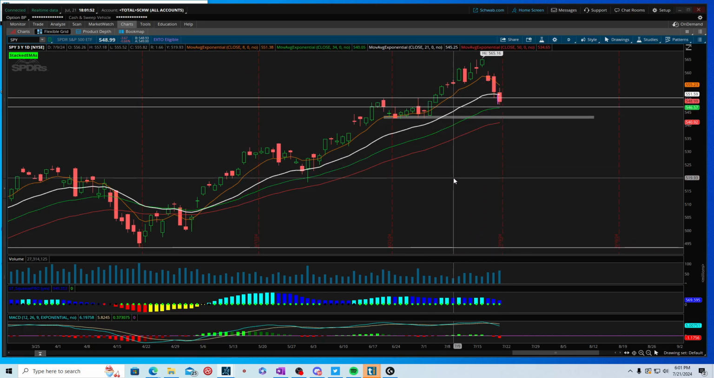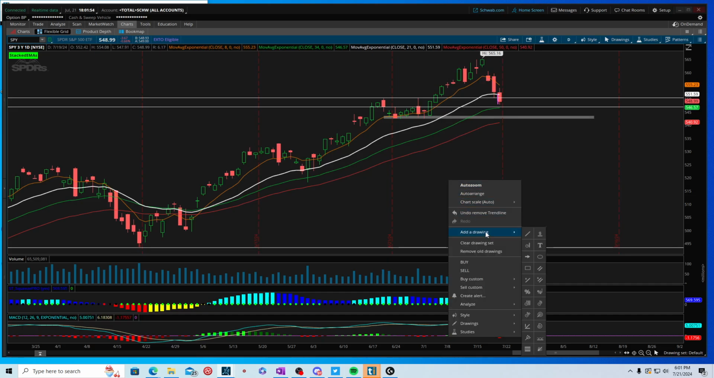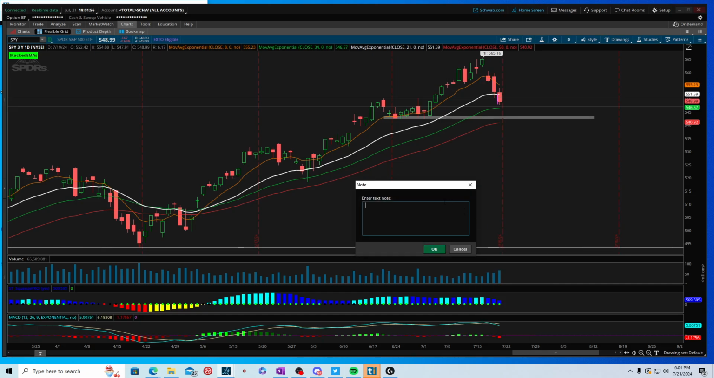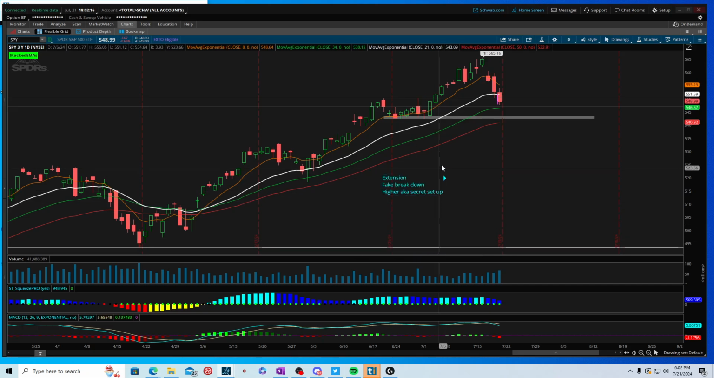There are only 3 ways that I enter trades for the most part. That is an extension, or a fake breakdown, or a higher low, aka secret setup. I'm not going to get into the details of that because it's the best setup ever. But I'm going to tell you this.